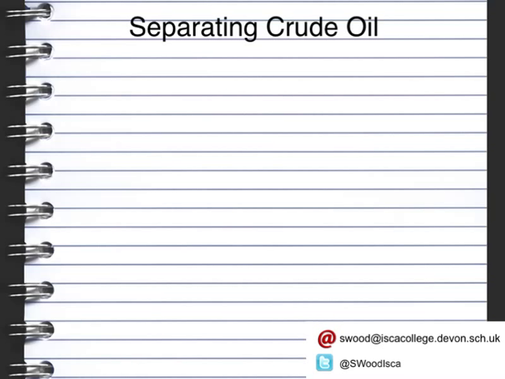Now a hydrocarbon contains two elements, which are really quite simple to guess what they are. It is hydrogen and carbon. Now these can be separated by heating them in what we call a fractional distillation column.